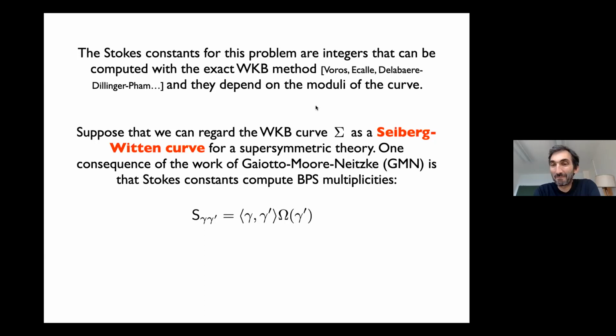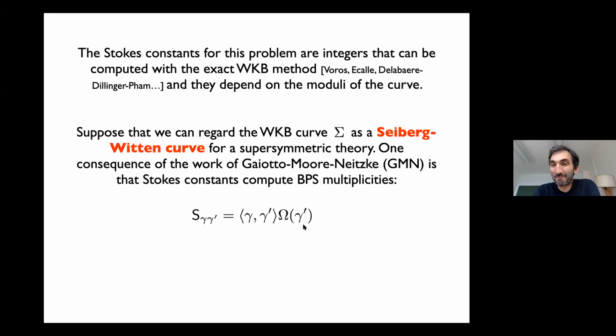So suppose that your WKB curve can be regarded as a Seiberg-Witten curve for a supersymmetric theory. Now, it follows from work done by Gaiotto, Moore and Neitzke, which was inspired by Kontsevich and Soibelman, that the Stokes constants in these theories compute BPS multiplicities. So this matrix of Stokes constants has a very simple expression. This is the intersection number of the two cycles, and then this multiplies the BPS counting associated to this homology class γ. Okay, so this makes manifest that these Stokes constants are integers, and actually relates these Stokes constants to a counting of states, a counting of supersymmetric BPS states in a dual theory.